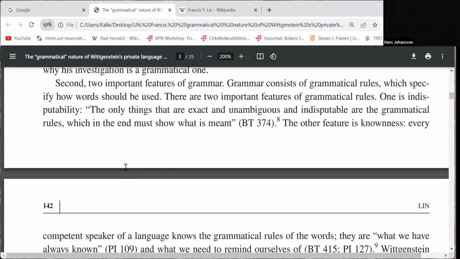One is indisputability. The only things that are exact and unambiguous and indisputable are the grammatical rules, which in the end must show what is meant.